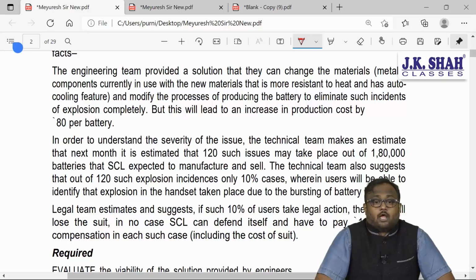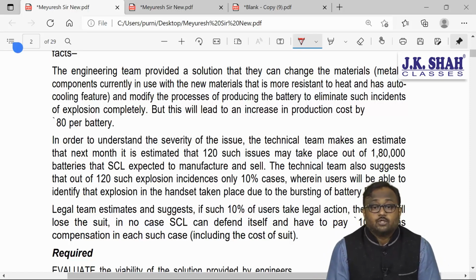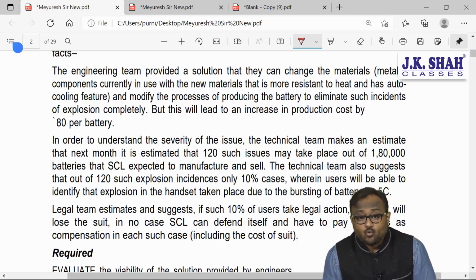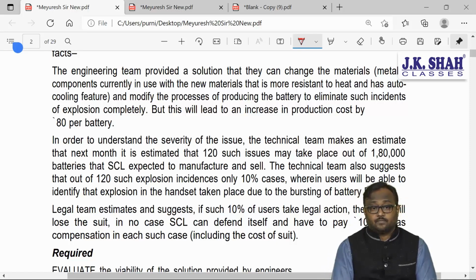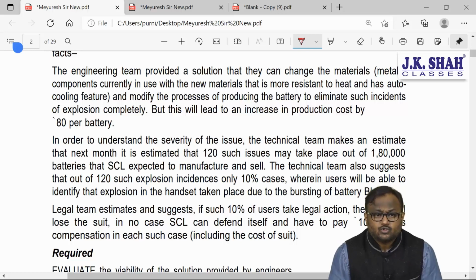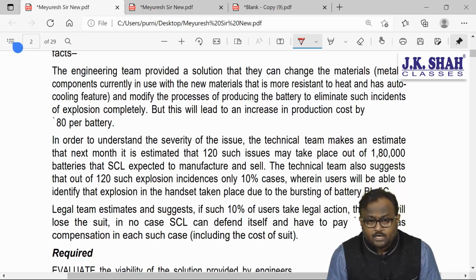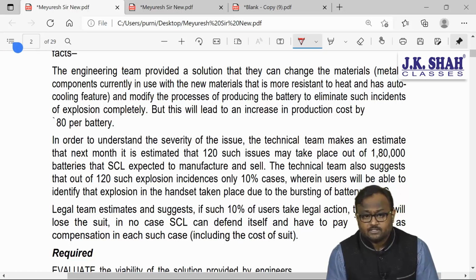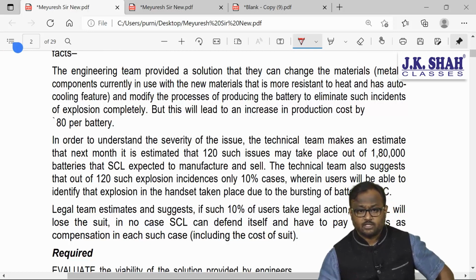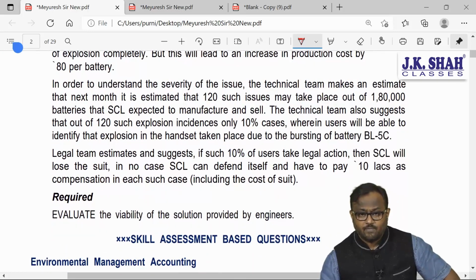Okay. In order to understand the severity of this issue, the technical team estimates that next month 120 such issues may take place out of 1,80,000 batteries that SCL expected to manufacture and sell. The technical team also suggests that out of 120 such explosions, in only 10% of cases will the user be able to identify that the explosion in the handset took place due to the bursting of the battery.